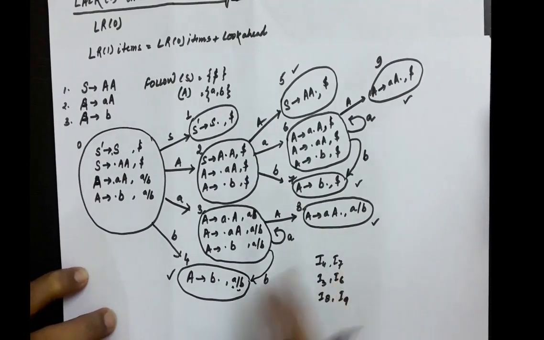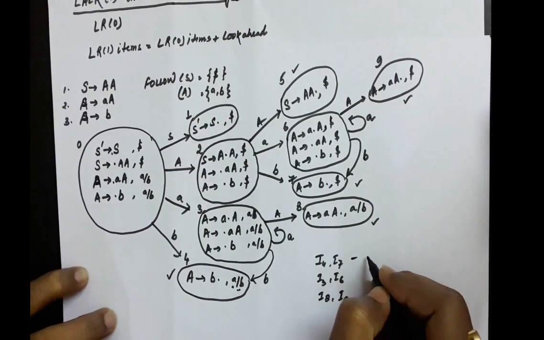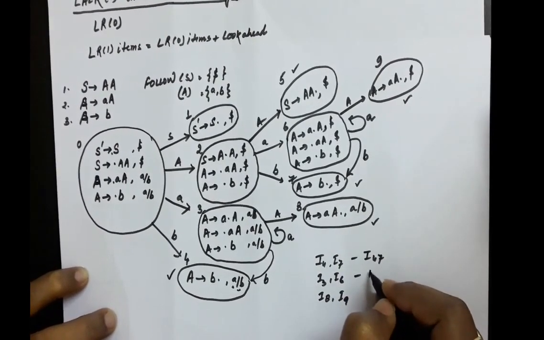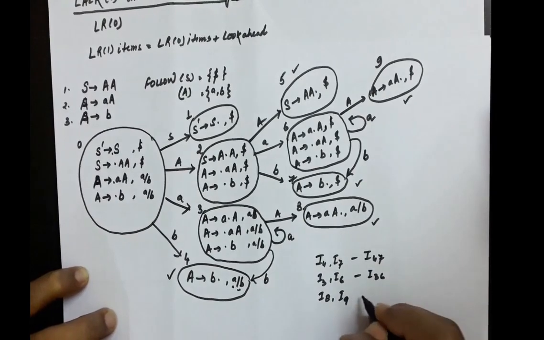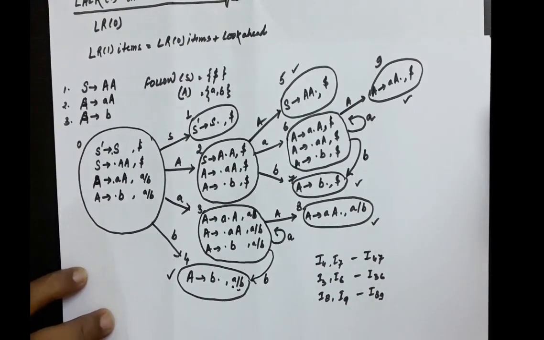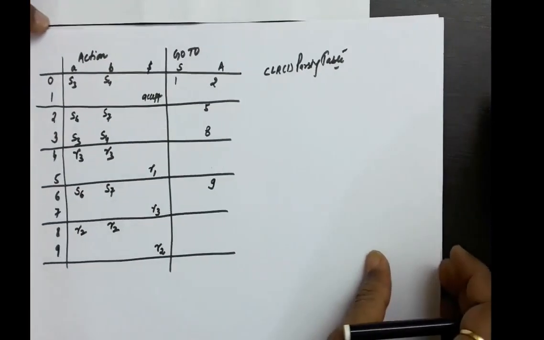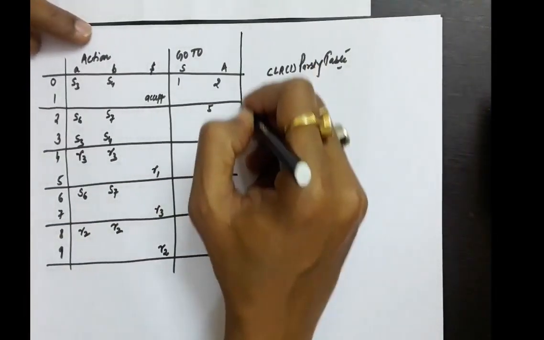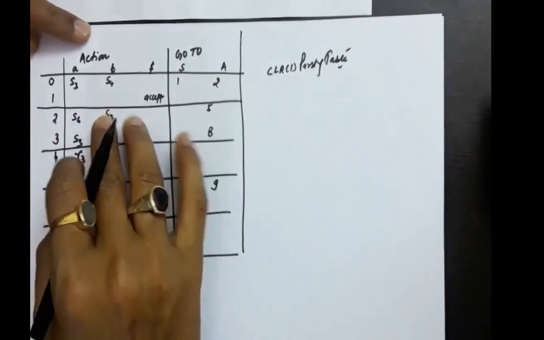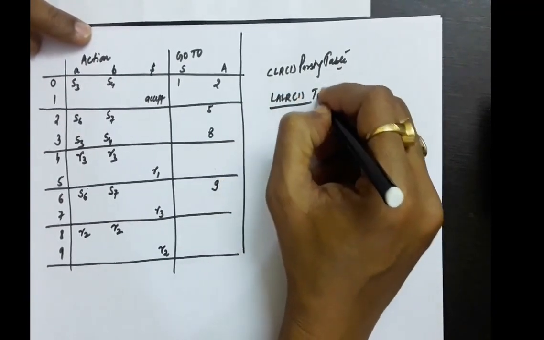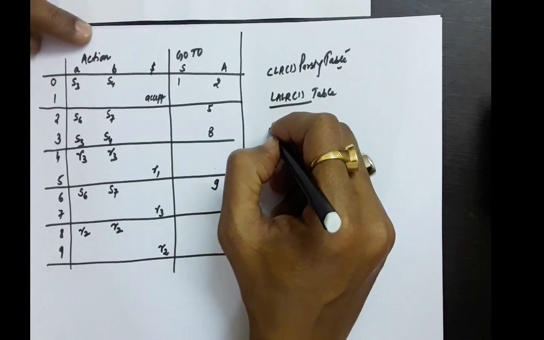So these states can be combined. If you merge these states I4 and I7, you can make it I47, and if you merge I3 and I6, you can say that this state is I36, and if you merge states 8 and 9, you can say that those states are I89. So let us make these changes in the table also. We are making a fresh table by looking at the CLR1 parsing table, and now what we are going to make is a lookahead LR1 table, the LALR1 table. So in the LALR1 table, we have to merge the states.